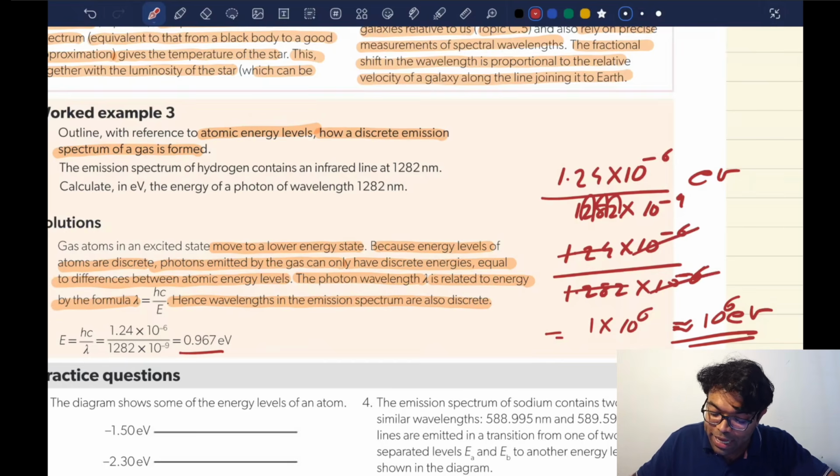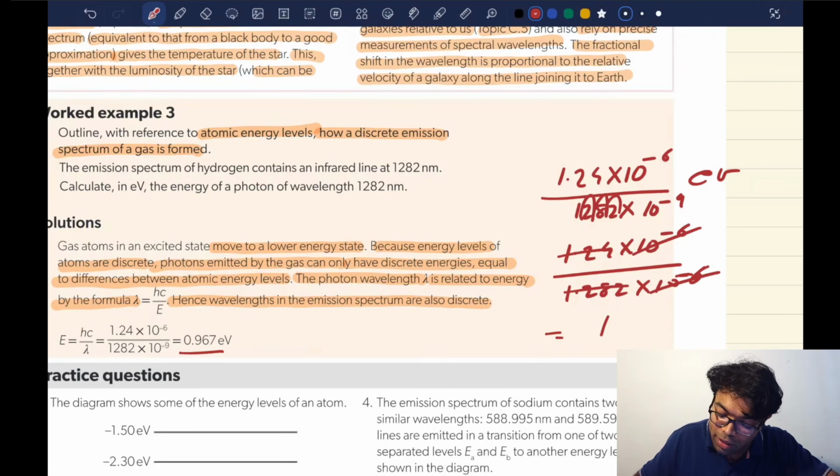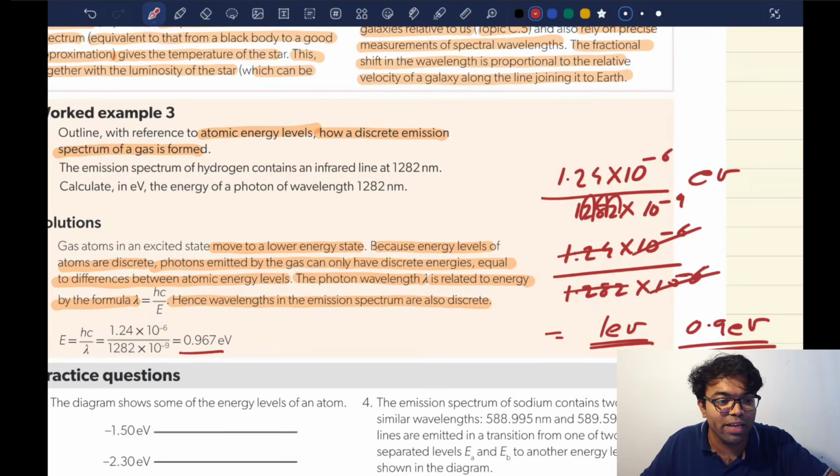So this also would get cancelled off. So you'll be left with how much? Only 1 electron volt, approximately 1 electron volt. Understood? Because I roughly cut them both, it would not be exactly 1 electron volt. It would be less than that. See, you know above it's 1.24, below is 1.28. So even if you write 0.9 electron volt, your teacher will give you marks.